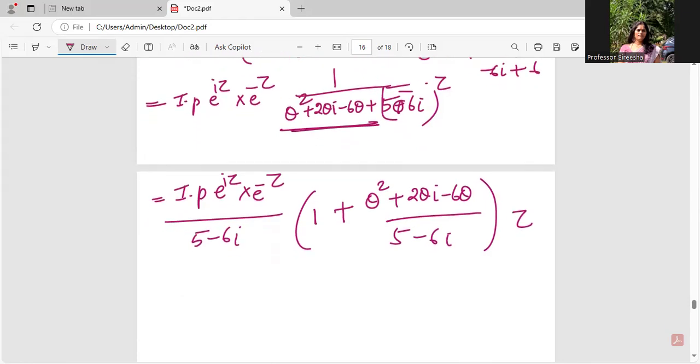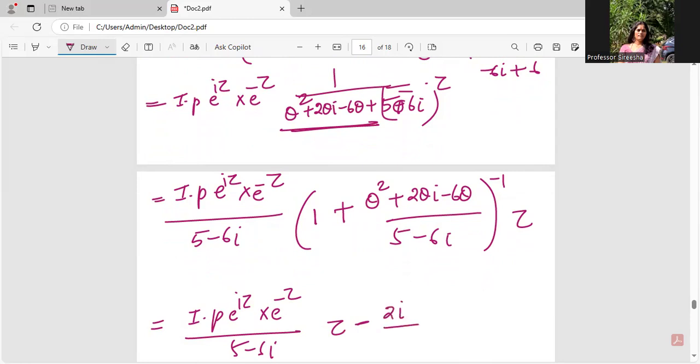Till where will I be expanding? Only one term I'll be expanding. So accordingly, I'll be writing the imaginary part of e power iz into e power minus z by 5 minus 6i, z is as it is. How many terms will I expand? Only one term, because after that anything would be 0. θ squared would be 0. 2θ into z i would be 2i by 5 minus 6i. Minus of minus is plus. θ of z would be 6 by 5 minus 6i. This is what I will get.